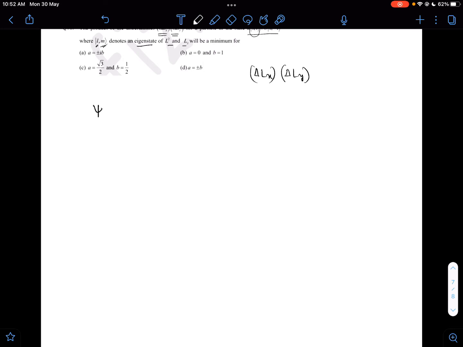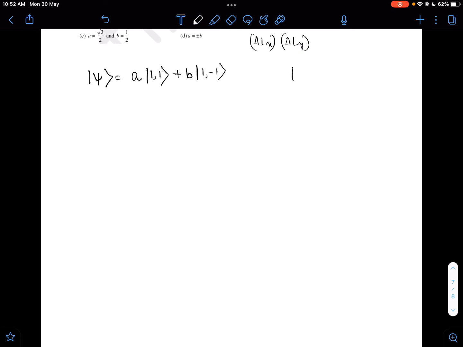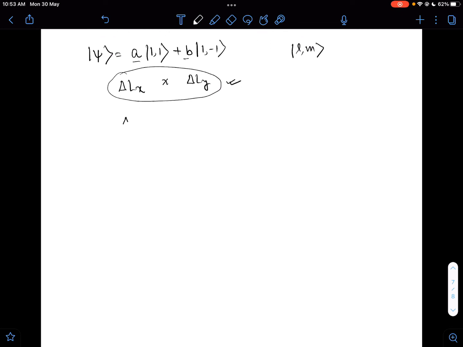So we have our state psi, which is A|1,1> + B|1,-1>. So this is our |L,m> state. Now for this state, we have to calculate delta Lx and delta Ly. Then we have to find the product, and after finding this product, we have to find the values of A and B for which this product will be minimum. So let us proceed. First of all, we have to calculate the uncertainty.